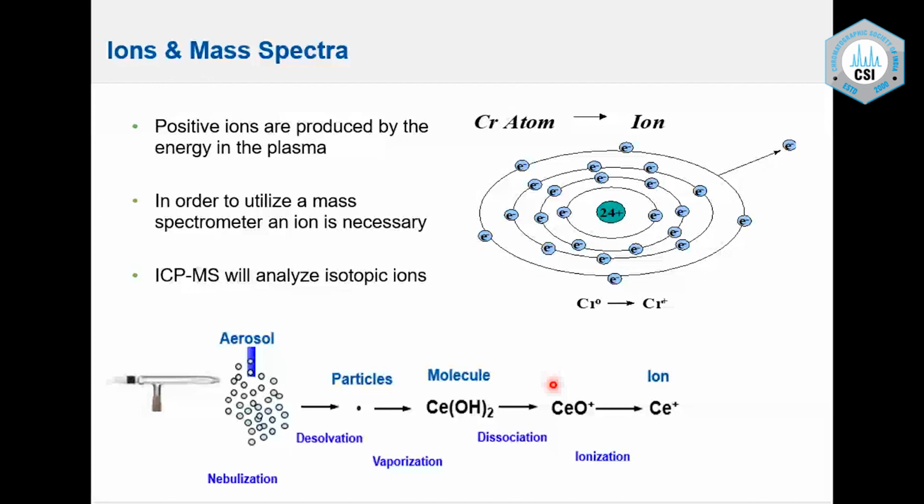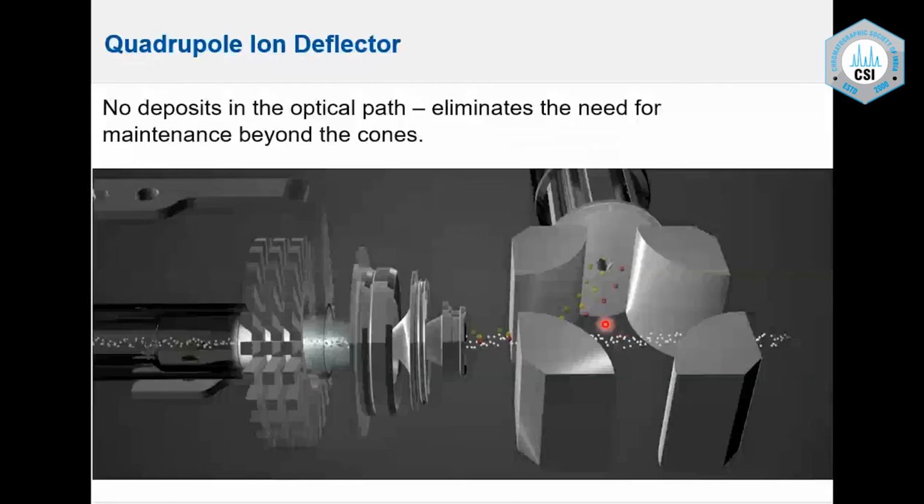Now the ion beam coming from the plasma contains positively charged ions and neutral particles. These neutral particles need to be removed from the ion beam. An extraction lens or quadrupole ion deflectors are used to remove these particles, and you can see a voltage supply here. The positively charged ions required for analysis enter the quadrupole system, and the neutrals are removed here. So you are removing interferences from your sample, from your analytes.